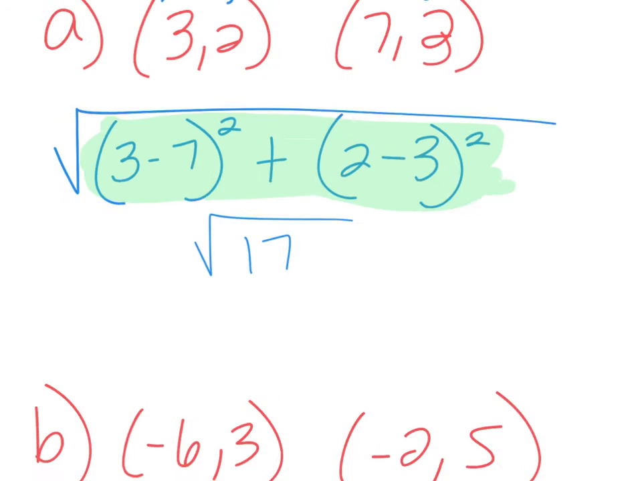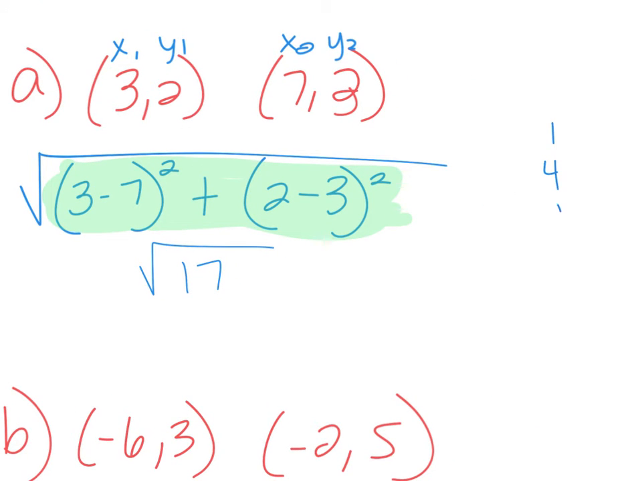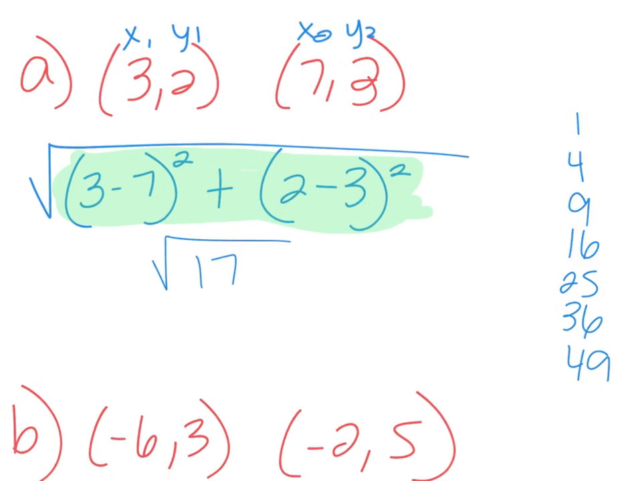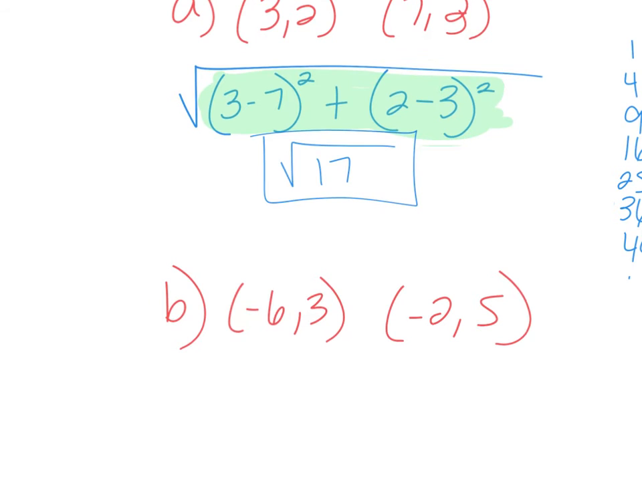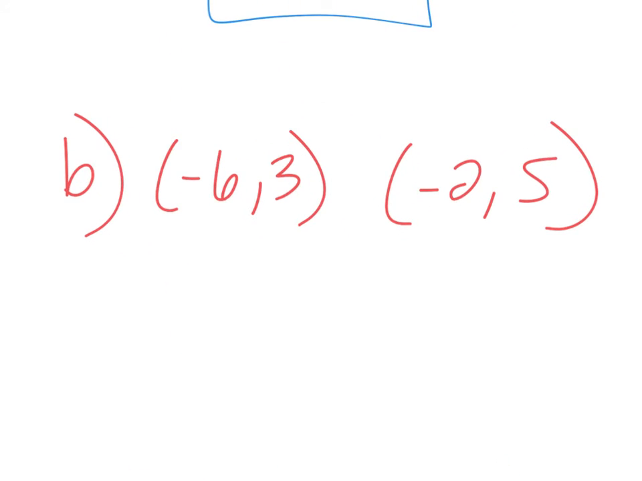So we need to see if we can break it up, seeing if any of the perfect squares like 1, 4, 9, 16, 25, 36, 49. When I say perfect squares, those are the ones I'm talking about. If you're in my classroom, they're also on the board. Do any of those go evenly into 17? And the answer is no, they don't. So this is your answer, because you can't break it apart like we've done in the past.